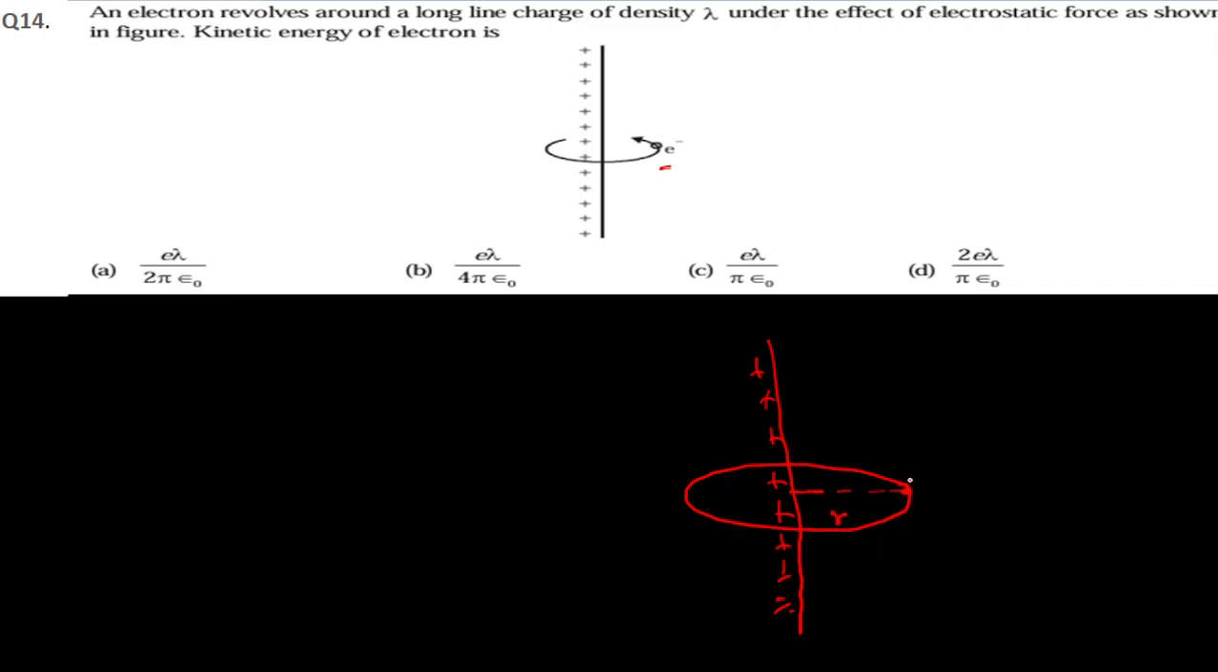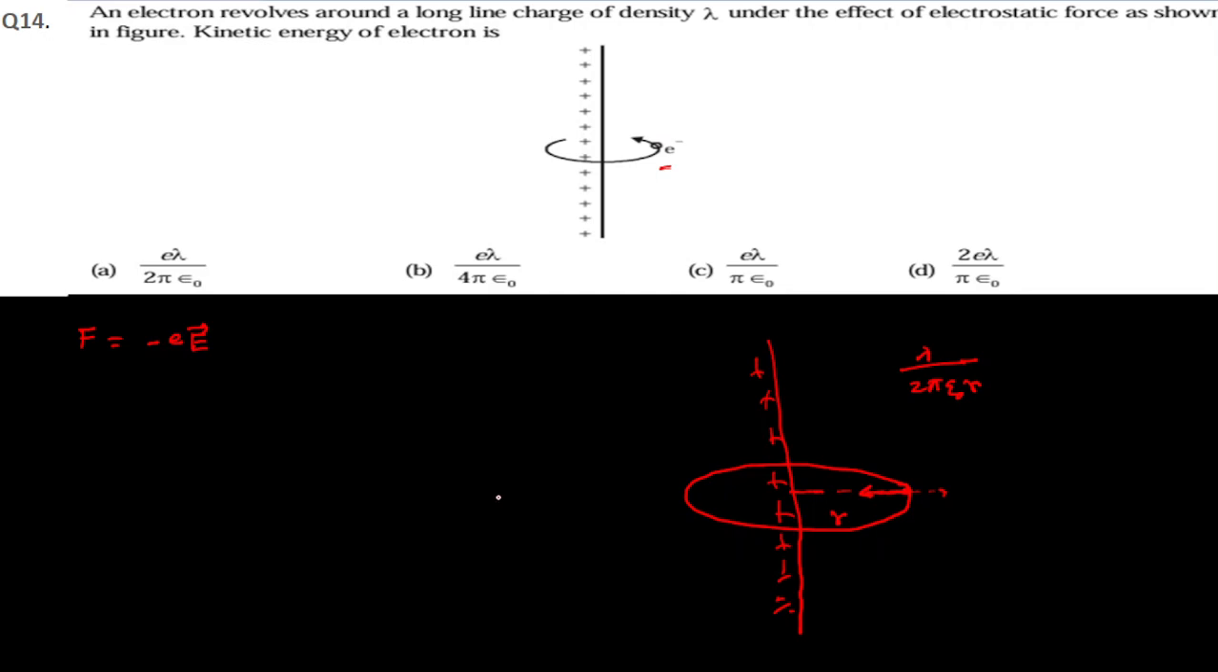So the electric field at this position will be lambda divided by 2 pi epsilon naught r, r cap, electric field along this direction. But since the electron itself is a negative charge, minus e, the force on the electron will be F equals minus e into electric field. So it will be opposite to the direction of the electric field. So the electrostatic force will be along this direction.